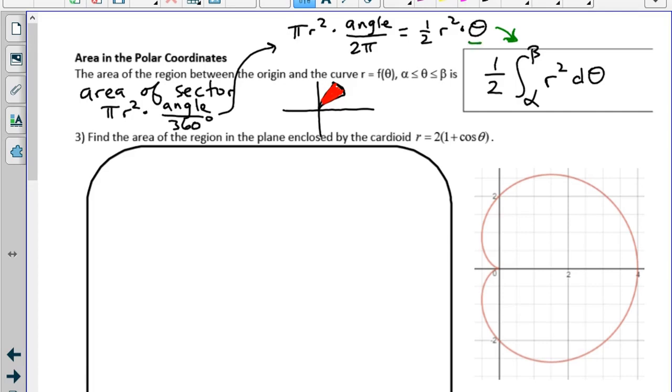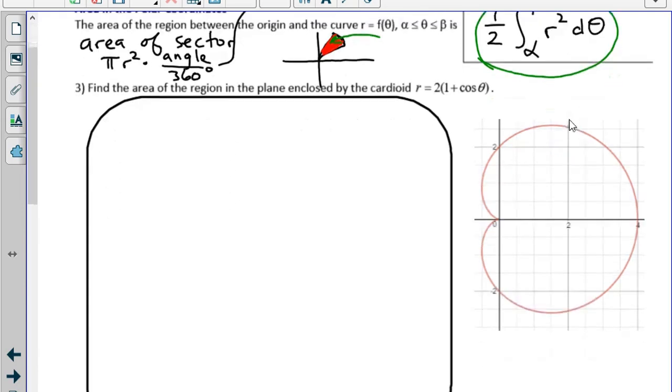Now notice, if we're taking a bunch of thetas, what I want to do is make the angle infinitesimally small. That's how it becomes a d theta, and we're just going to sum all of them up with an integral. So it's 1/2 times the integral from alpha to beta of r squared d theta, where alpha and beta are two angles we're dealing with. This is something you have to memorize: 1/2 times the integral from alpha to beta of r squared d theta gives you area in polar coordinates.